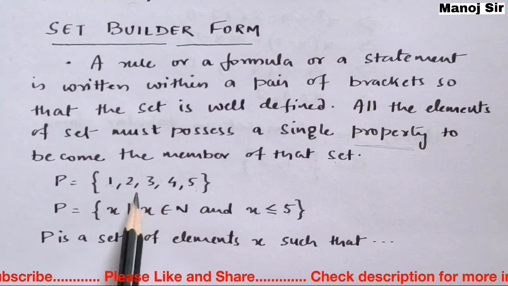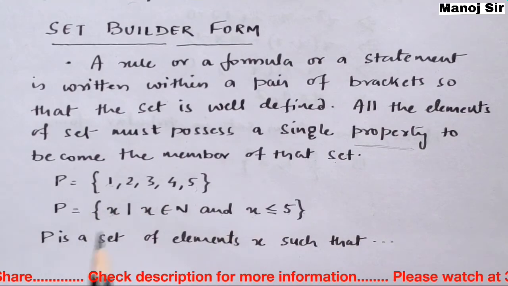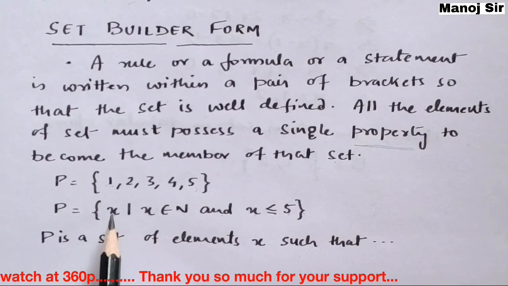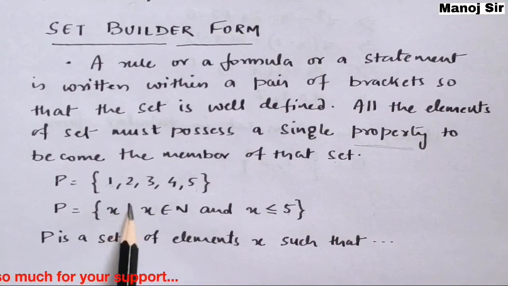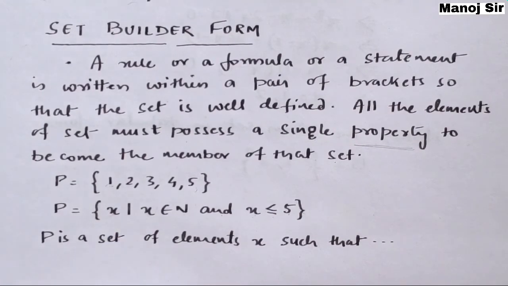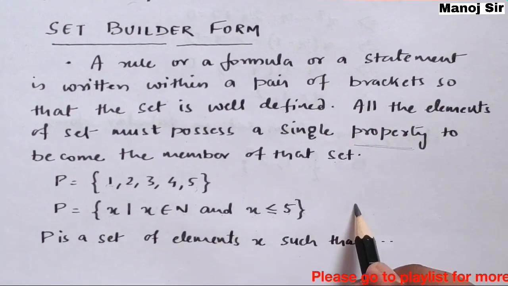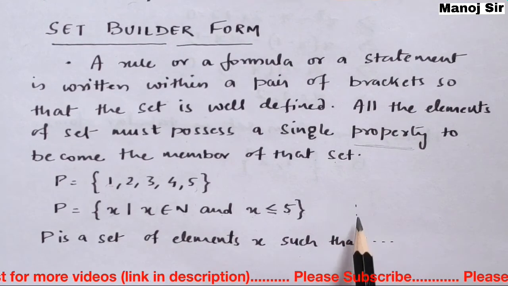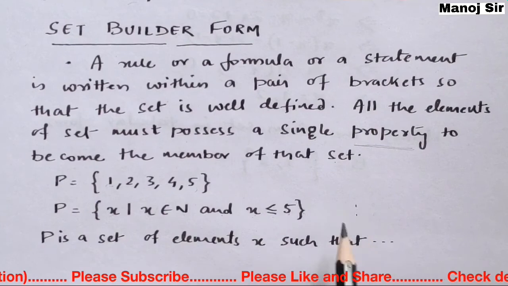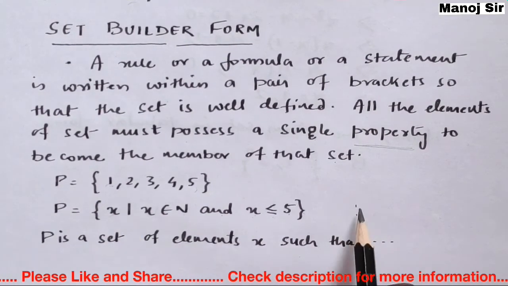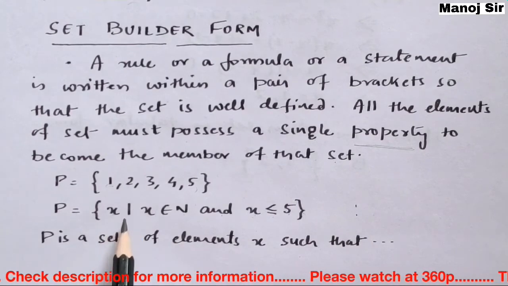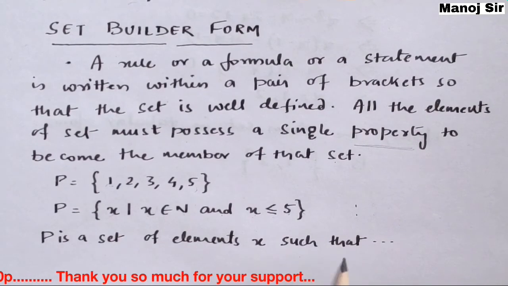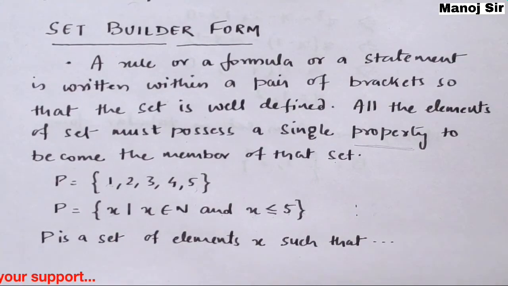So we can write this roster form in set builder form as P equals, in this curly bracket we need to write something. Here we have x, and here we need to place a vertical line, or in place of the vertical line you can also place a colon, the double dot you have seen in English. Either we will use a vertical line or a colon, and in mathematical terms this vertical line is termed as "such that".